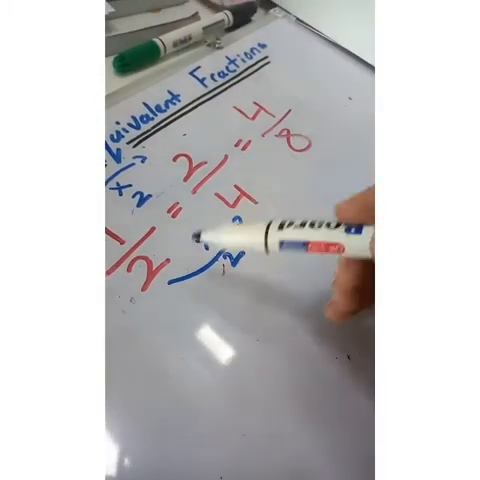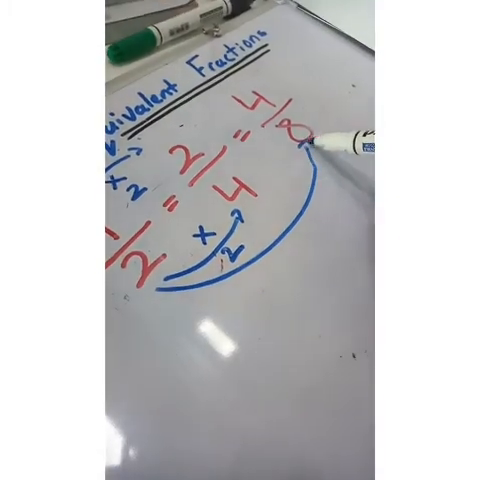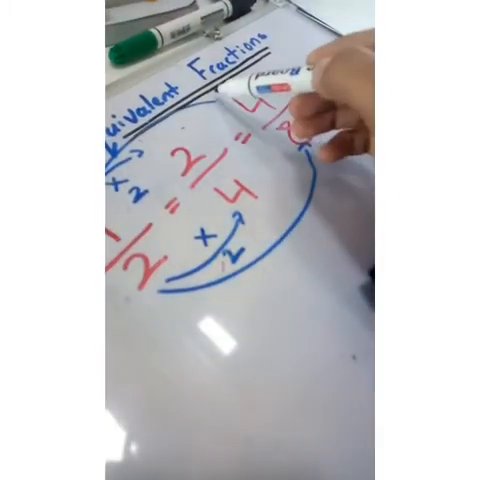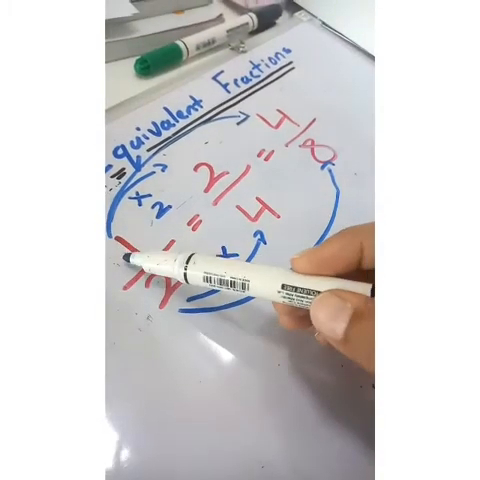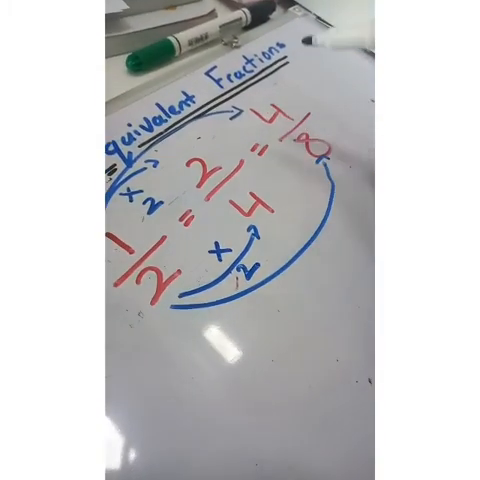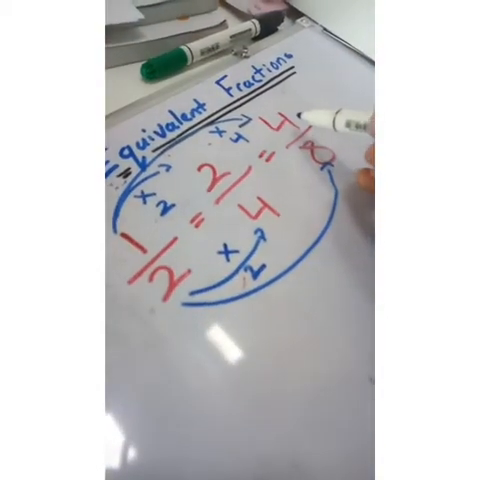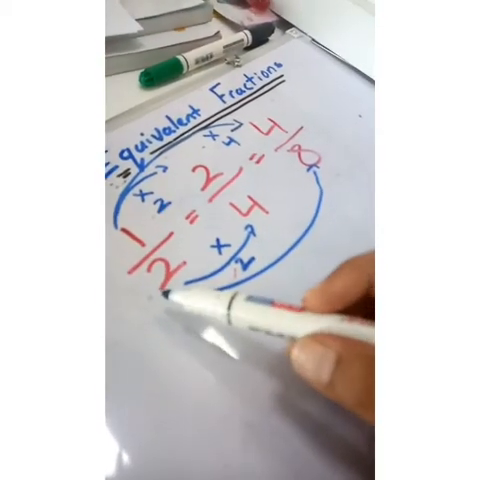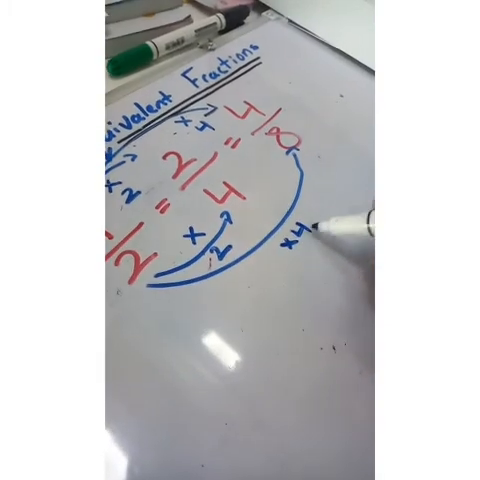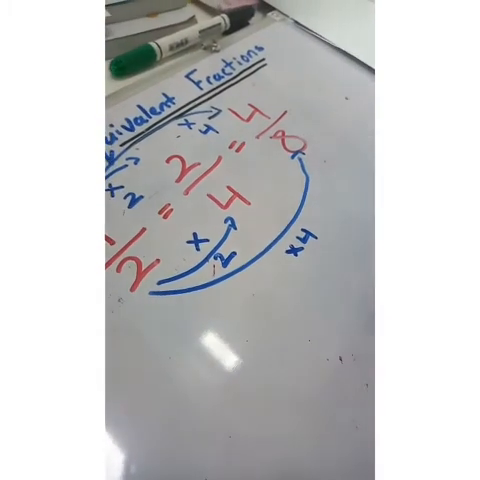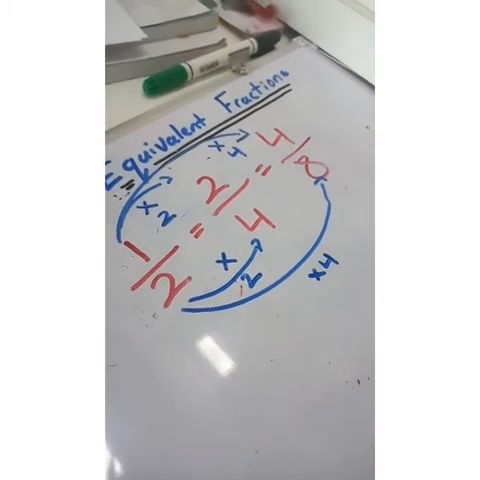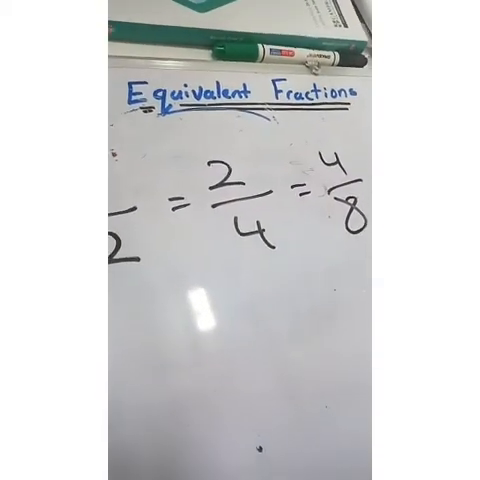This one here, 1 times what give us 4? It's 1 times 4. So 1 times 4 is 4. We are doing the same thing with the denominator. 2 times 4 equal 8.